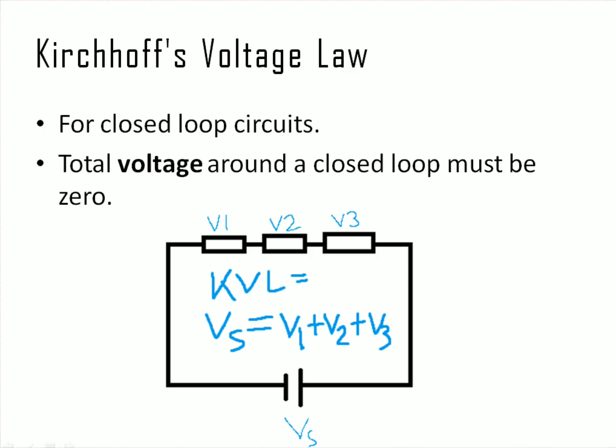Now what Kirchhoff says is that the total voltage around a closed loop must always be zero. For example, your V1, V2, V3 all added together have to be equal to Vs. That is what it means by the voltage being zero. If you take all of them to one side of the equal sign, Vs minus V1 minus V2 minus V3 equals zero. So that's what we do. It's just like an algebraic manipulation.